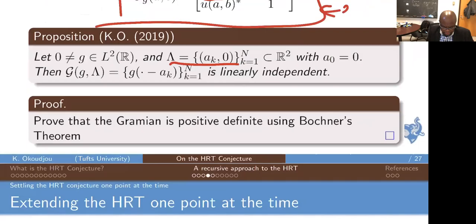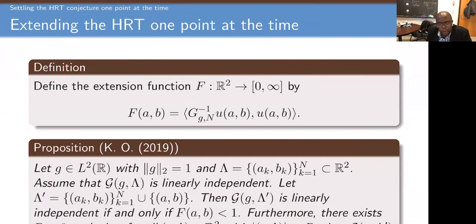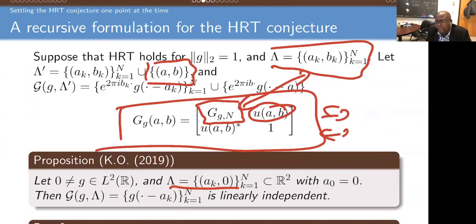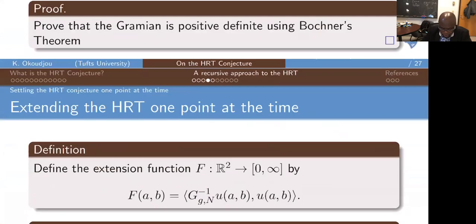You can define a function f of AB, a function of a new point that you want to test. And that function is g minus one of u of AB, u of AB. Now, I'm not telling you what this vector is. It's just a vector that encodes the information about the new point you're trying to test and the function g. And this matrix over here is just the inner product of all the vectors that come from the points you already know are linearly independent. So that matrix is positive definite, and therefore you can take its inverse. So the function I have over here is a well-defined function.